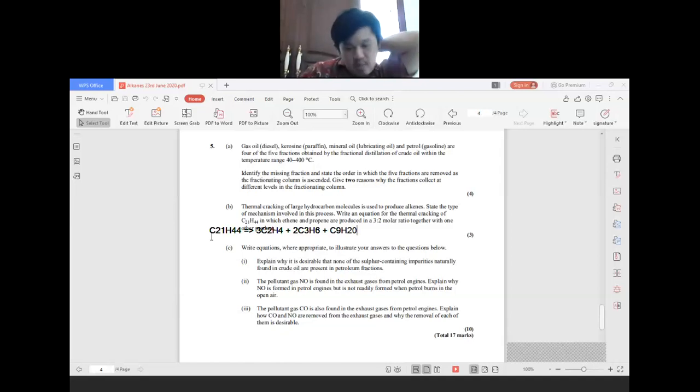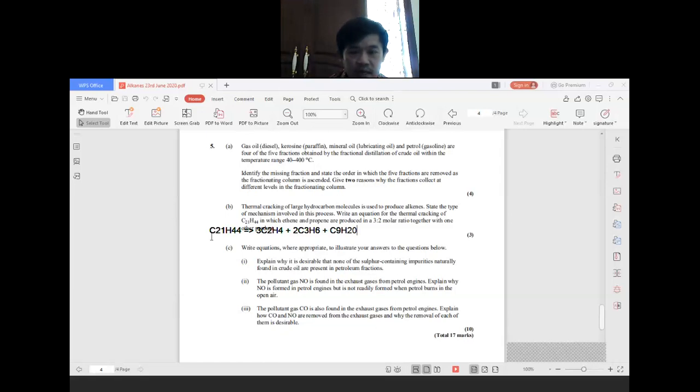And then carbon monoxide will also be removed in the catalytic converter. It will undergo oxidation to form carbon dioxide gas, and carbon dioxide can be reduced in the process of photosynthesis. And then why the removal of each of them is desirable. Carbon monoxide is dangerous. It causes carboxyhemoglobin. It is poisonous. And nitrogen monoxide is also dangerous. It can cause global warming.